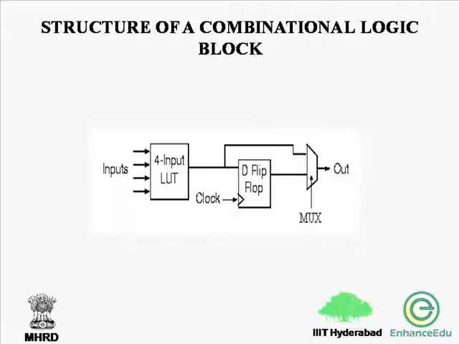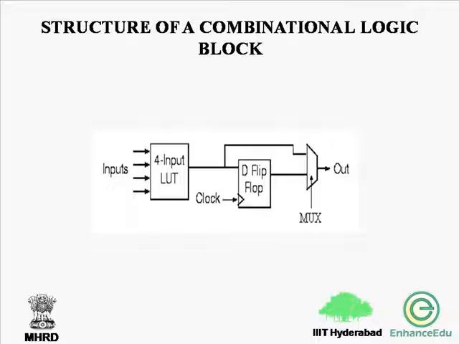Each configurable logic block consists of a 4-input lookup table, which is a 16x1 SRAM, a D flip-flop and a 2-to-1 multiplexer. Now the question is, why this 4-input lookup table or 16x1 SRAM?